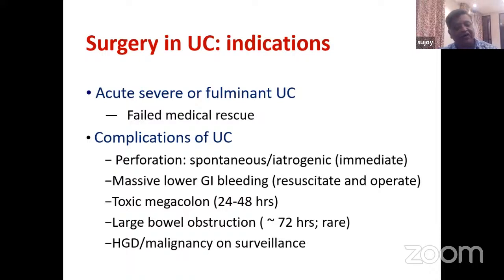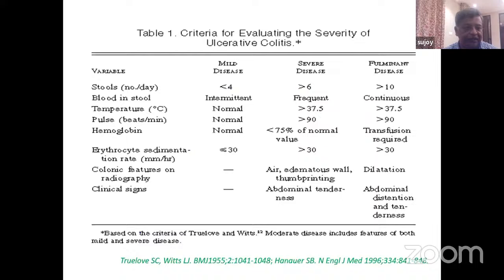you have to think about malignancy. And of course, in the chronic setting, you have situations where the patient has had long-standing colitis and was on surveillance colonoscopy, and was detected to have high-grade dysplasia or malignancy, and is offered surgery as a salvage. So these are the common indications for ulcerative colitis, the most common being failure of medical therapy in the acute setting.